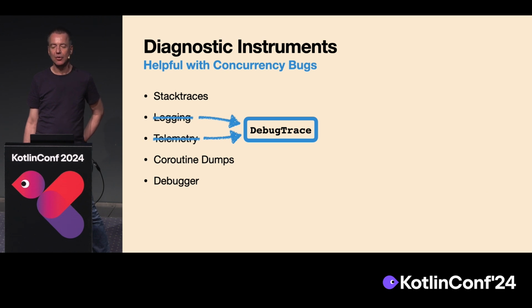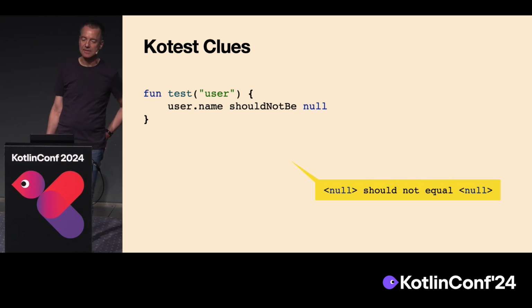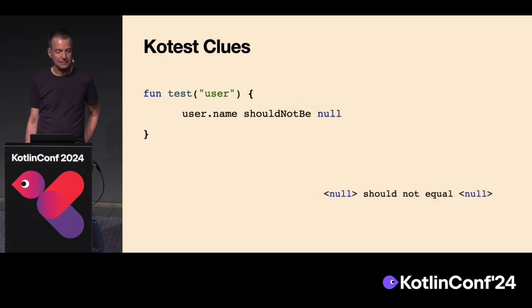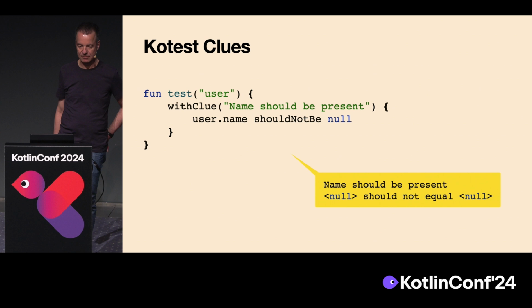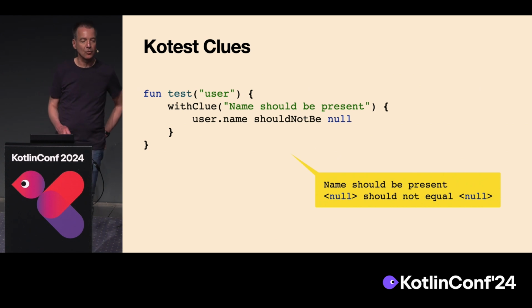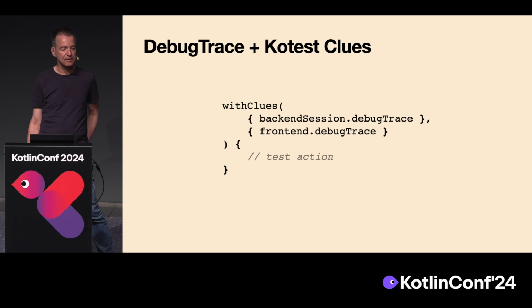Now what if we could get those in addition to the stack trace whenever we detect a bug? And Kotest actually has a solution for the problem that some assertions cannot provide sufficiently meaningful information when a test fails. So this message is not helpful. And Kotest provides clues for that. So we can add some context information when an assertion fails. And we can combine this way of adding context information with debug traces. So for our test, we might use something like this.